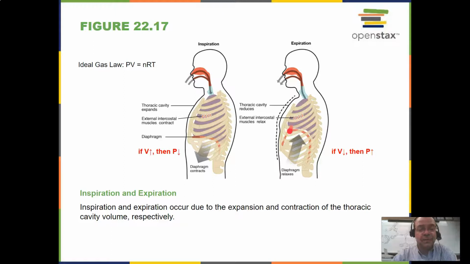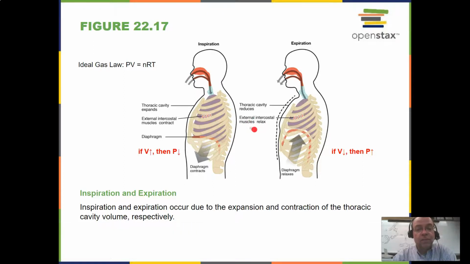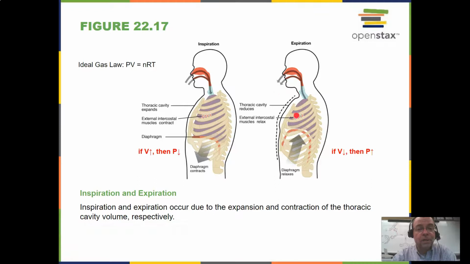Expiration is the opposite. When the diaphragm relaxes and the external intercostal muscles relax, the volume of the thoracic cavity drops, and when the volume drops, the pressure increases. So now we have high pressure here, low pressure out here, air will flow out, and the patient exhales.